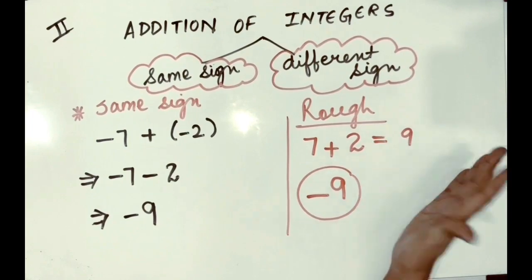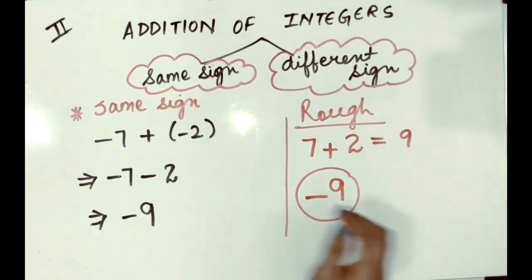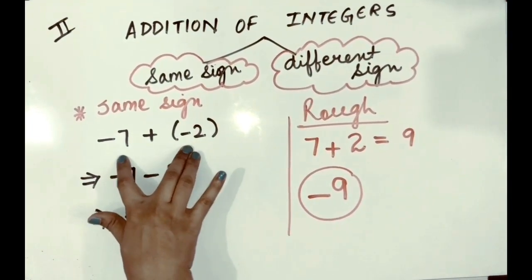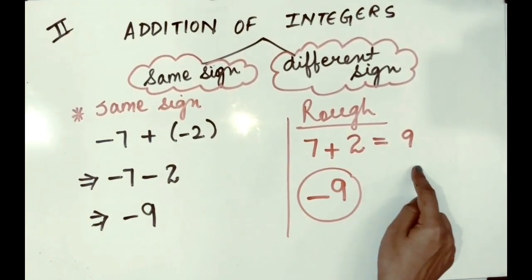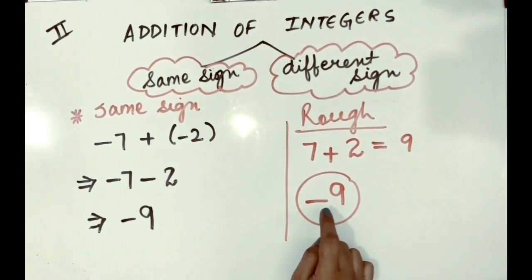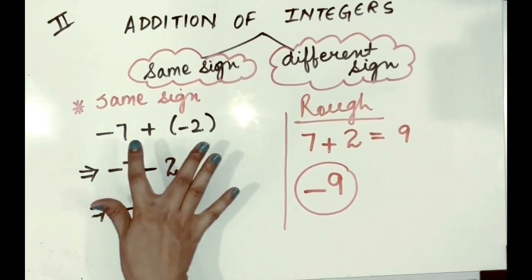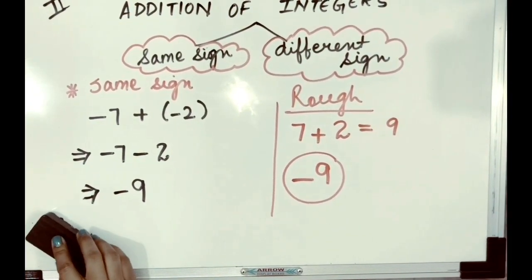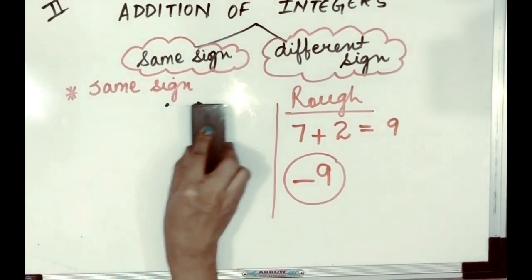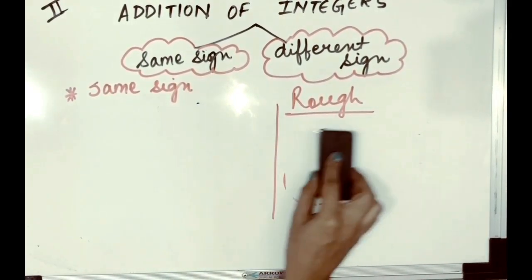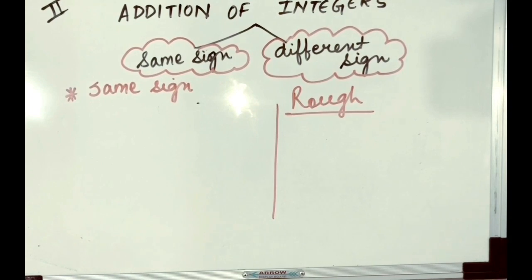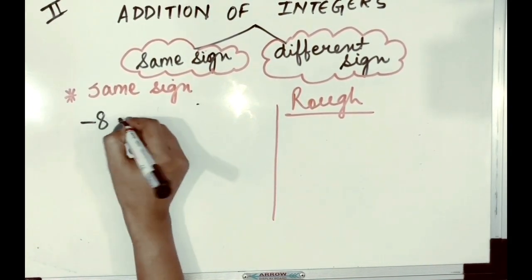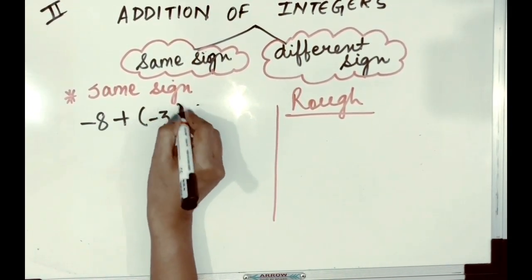And here this is the rough part. You can check like this also, because both the numbers are having same sign. So first we'll add the absolute value and we'll put the sign of the common sign which both the numbers are having. Let us take one more example. For example, the question is -8 plus -3.